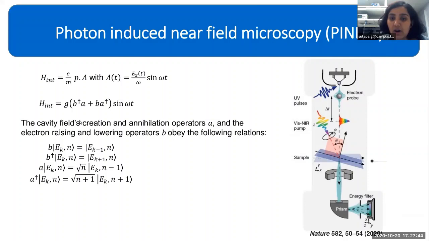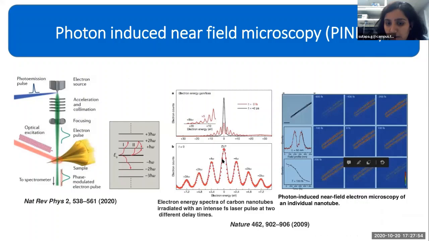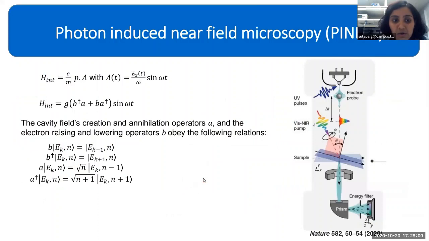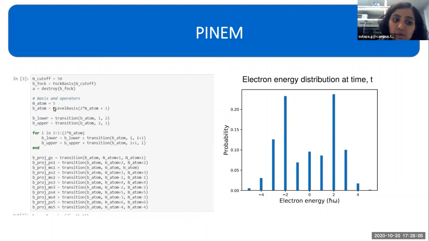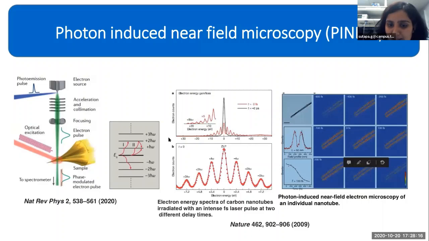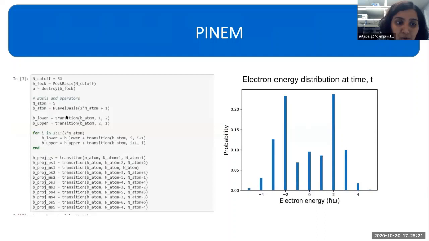As I said, the Hamiltonian looks very similar, but the only difference is that the electron state can go negative, or it can go positive. So when defining the electron basis, I use an N-level basis, which has 2N plus 1 levels. By choosing the value of N, I can basically say how many photons I want my electron to be able to absorb. So I put that information here, and I shift the zero point to some finite number.